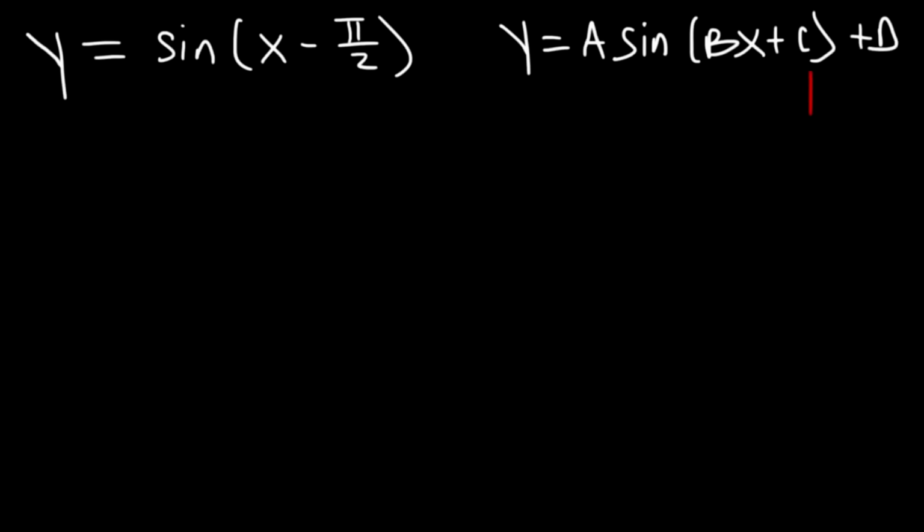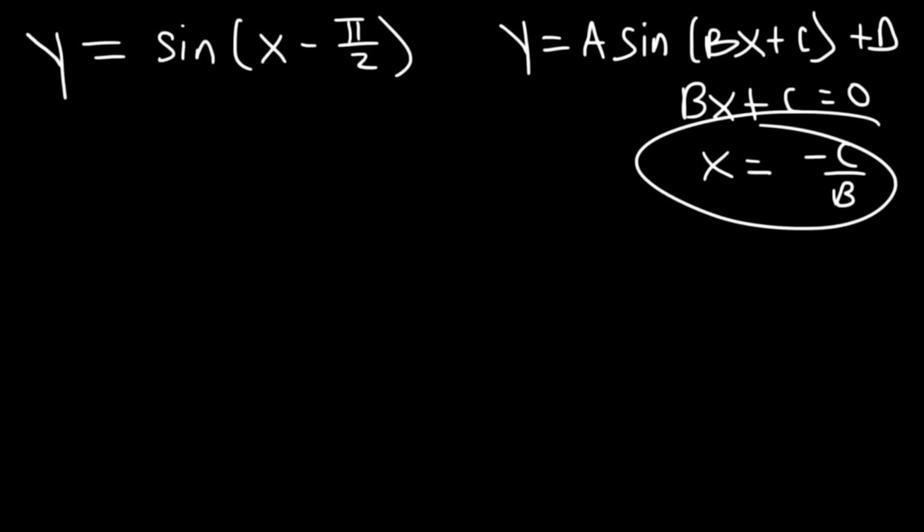Anytime there's a c value, there's a phase shift, which means that the graph is going to shift either to the right or to the left. And so you want to find the phase shift because sine won't start at the origin in this case. To find the phase shift, set the inside equal to 0 and solve for x. When you set bx plus c equal to 0, x is going to equal -c divided by b. And this is your phase shift. That's where it starts on the x-axis.